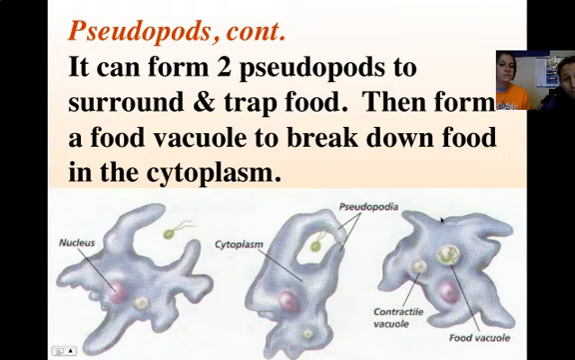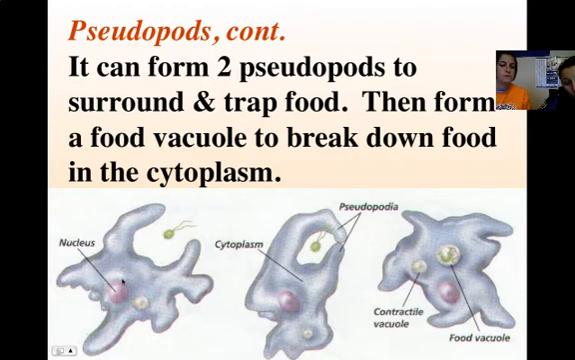What it can do also is it can form two pseudopods to surround and trap food. Because remember, we said that they are going to be autotrophic, heterotrophic, or both. If they're heterotrophic, then they're getting their food by eating other sources of food. So it's going to form a food vacuole that will break down that food in the cytoplasm that has been pinched into the organism itself.